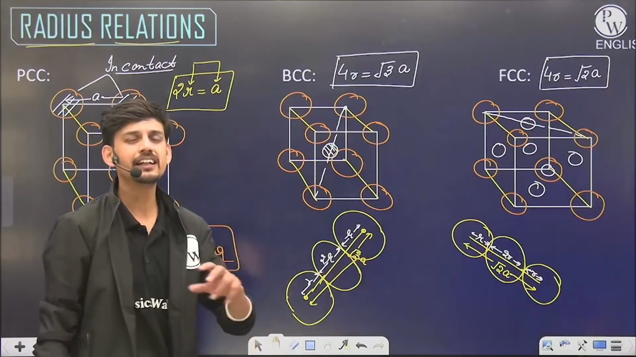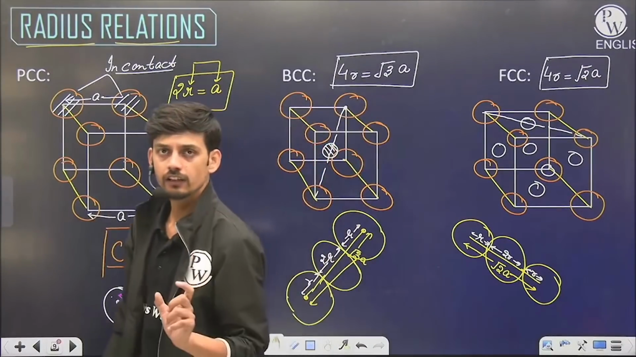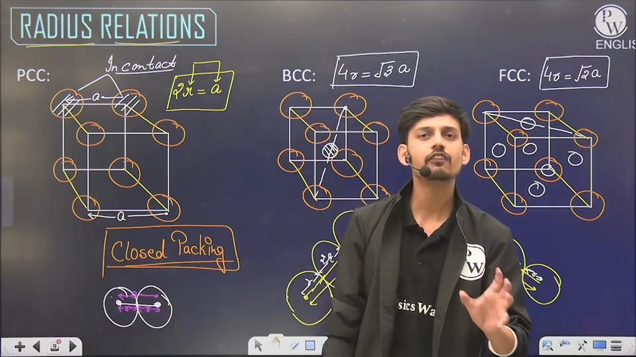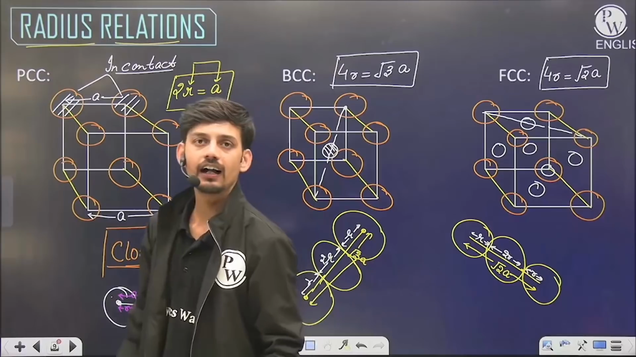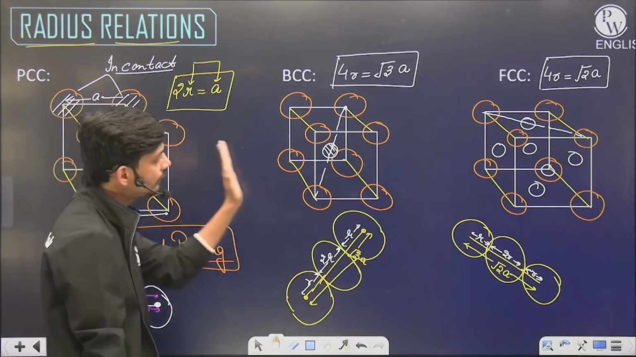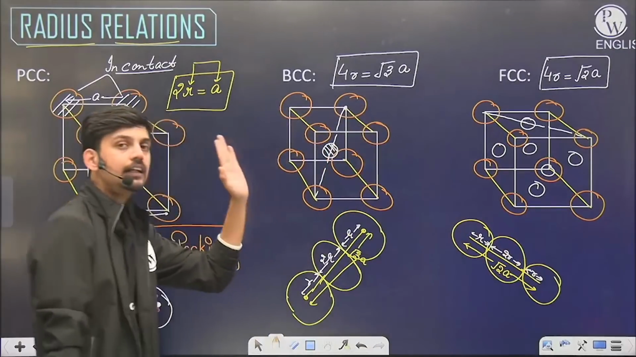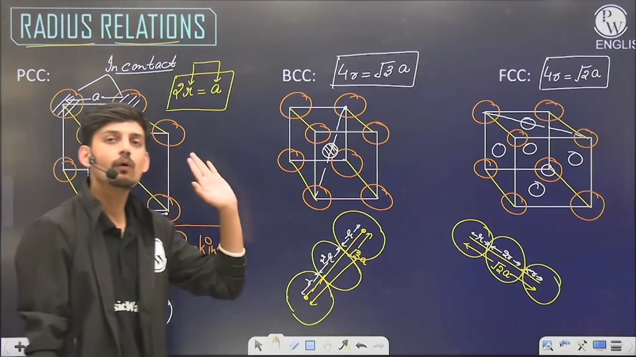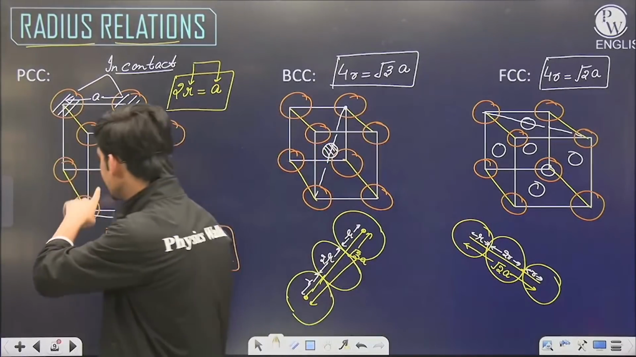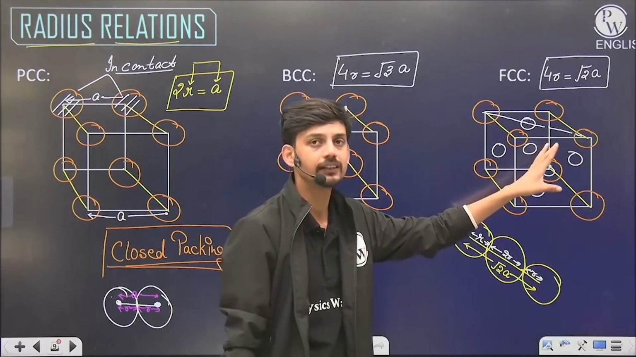So you can remember it in a statement as well. For PCC, twice r is the edge length. For BCC, 4 times r is the body diagonal length. And for FCC, 4 times r is equal to the face diagonal length. So these are the 3 radius relations for these 3 different packings. Remember this: FCC, BCC and PCC. These are the only 3 methods of arranging atoms in a cube. So this is a different cubic cell, this is a different cubic cell, and FCC is a different cubic cell.